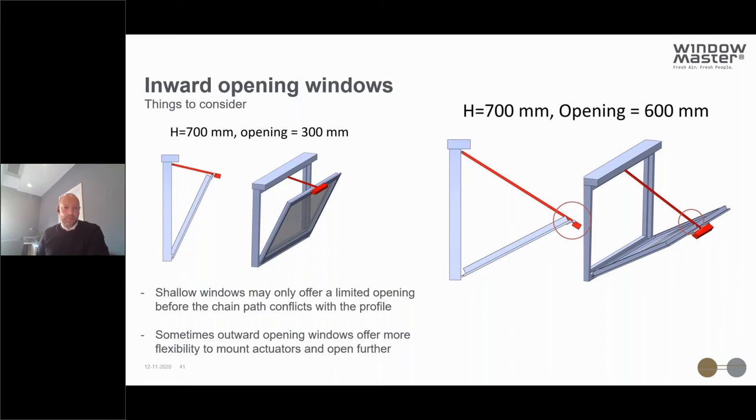So for big openings, big opening areas, typically outward opening vents offer more flexibility in terms of mounting arrangement and chain path.